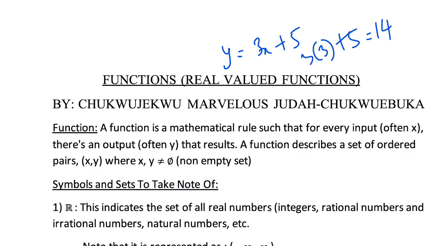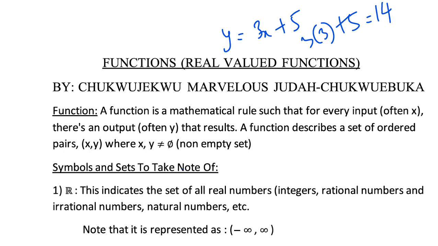X and y are non-empty sets, so that means they contain elements in them. So the first important symbol we need to take note of is R, which represents the set of all real numbers, showing the integers, the rational numbers, the irrational numbers, the natural numbers, right? Integers consist of positive and negative numbers, then rational numbers, irrational numbers, and natural numbers, or the counting numbers. We can see that their values range from negative infinity to positive infinity, right?